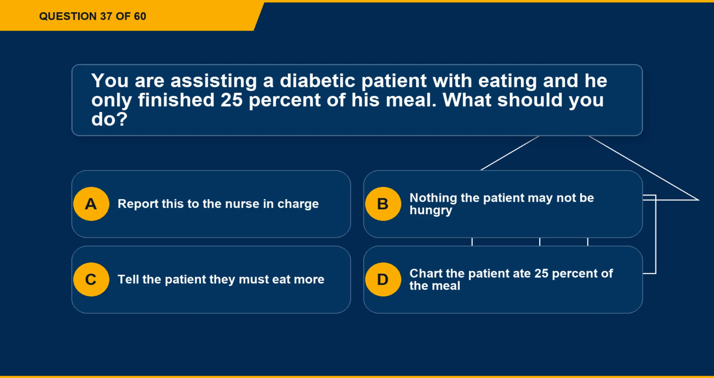Question 37. You are assisting a diabetic patient with eating and he only finished 25% of his meal. What should you do? Option A, report this to the nurse in charge. Option B, nothing, the patient may not be hungry. Option C, tell the patient they must eat more. Option D, chart the patient ate 25% of the meal.